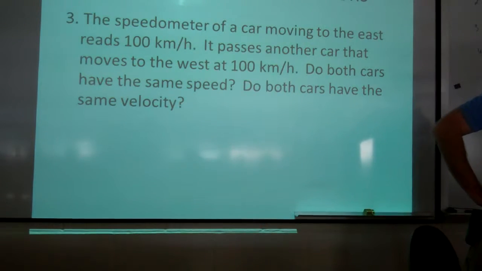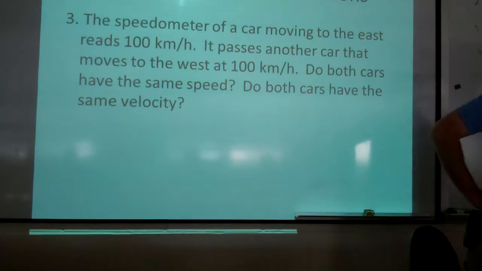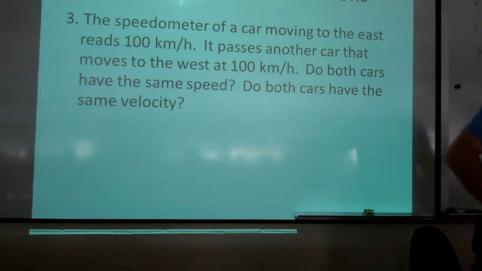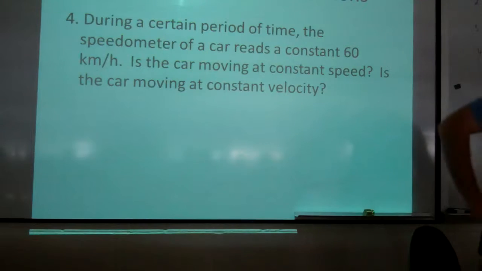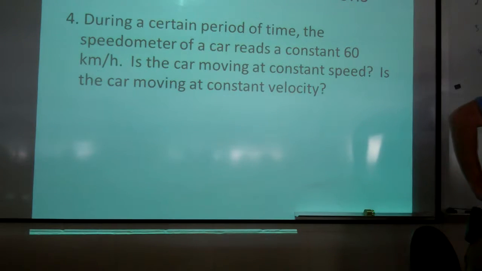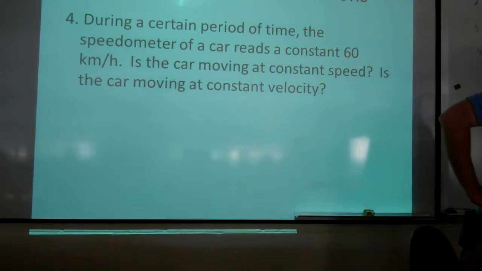Right. The speedometer of a car moving east reads 100 kilometers per hour. It passes another car that moves to the west at 100 kilometers per hour. Both cars have the same speed. Yes. Both cars have the same velocity. No. Different directions. During a certain period of time, the speedometer of a car reads a constant 60 kilometers per hour. Is the car moving at constant speed? Yes. Is it moving at constant velocity? Not necessarily. We don't know the answer to that.